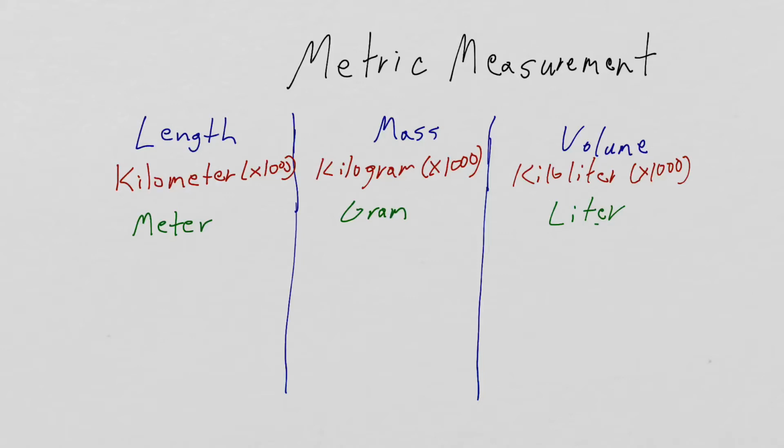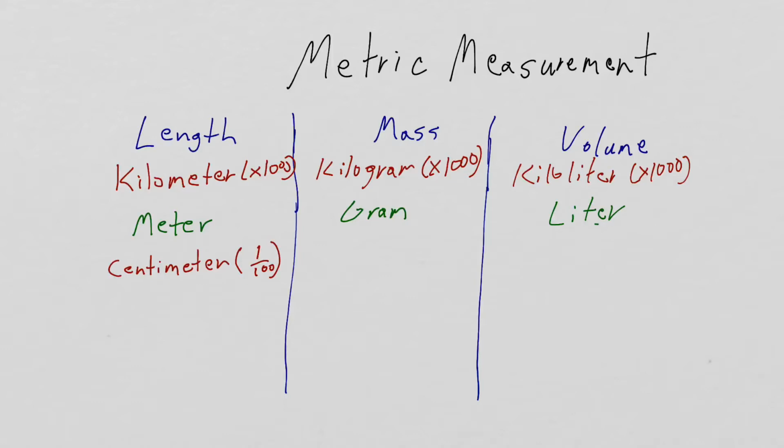Now, the next prefix we're going to work with, you could apply it to any of these, but we're just going to use it with the length unit, the meter, and that is centi. And centi is less than the base unit, which means it's a fraction. If we put centi in front of meter, we get centimeter. That's how we get the word centimeter. And what does centi mean? Centi means 1 out of 100. In other words, if we were to take a full meter and break it up into 100 pieces, then we get a centimeter.